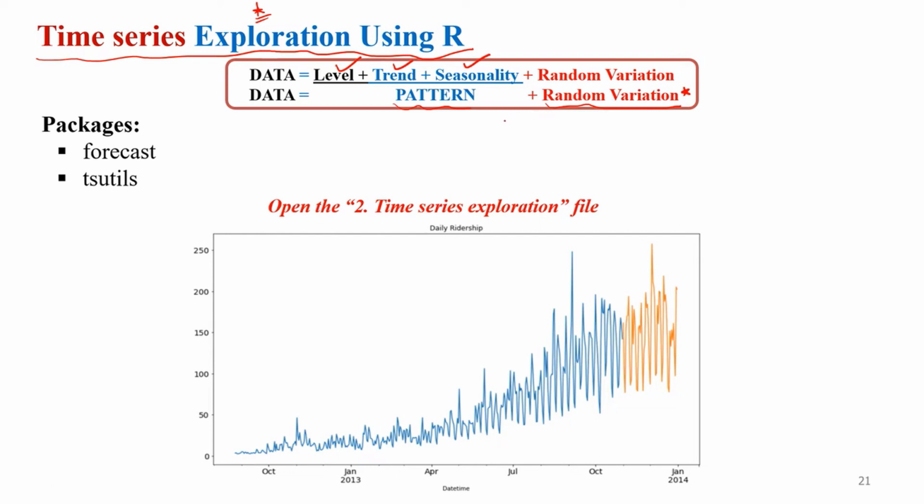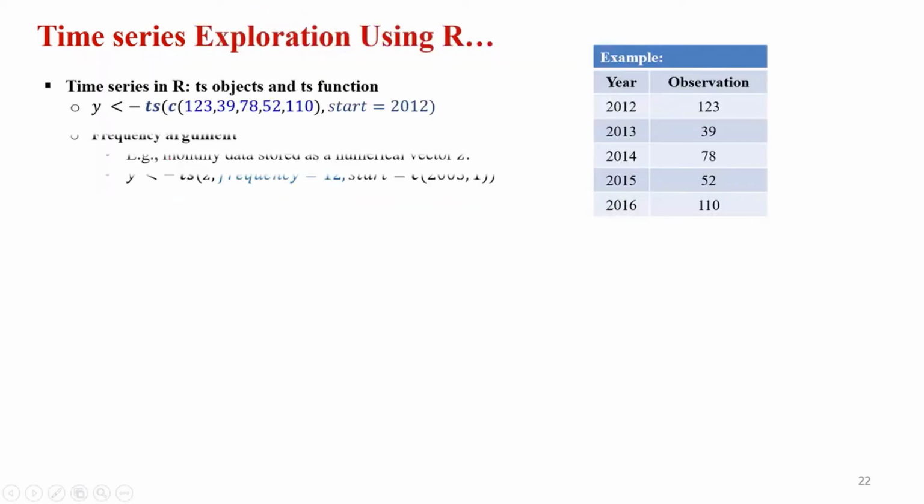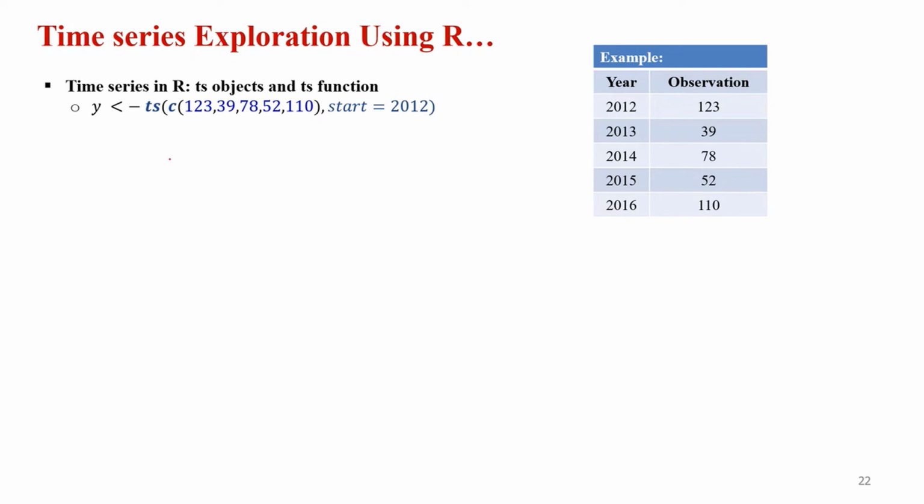Right now I'm going to talk about how we can identify whether our data contains a trend component or not, and whether the seasonality component in our time series data is available or not. For that, I'm going to use two packages: one is the forecast package in R and the other one is tsutils.